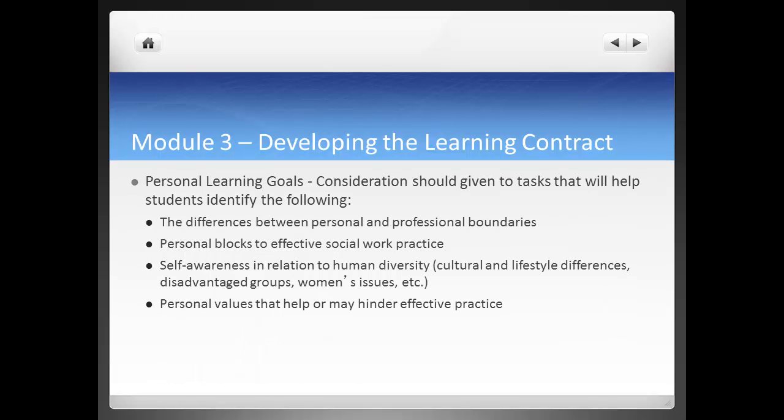Personal learning goals would include some of the following: helping the student identify differences between their personal and professional boundaries, personal blocks they may have to effective social work practice, increasing their self-awareness in relation to human diversity issues, cultural and lifestyle differences, or disadvantaged groups, women's issues, etc. And finally, personal values that help or may hinder effective practice.